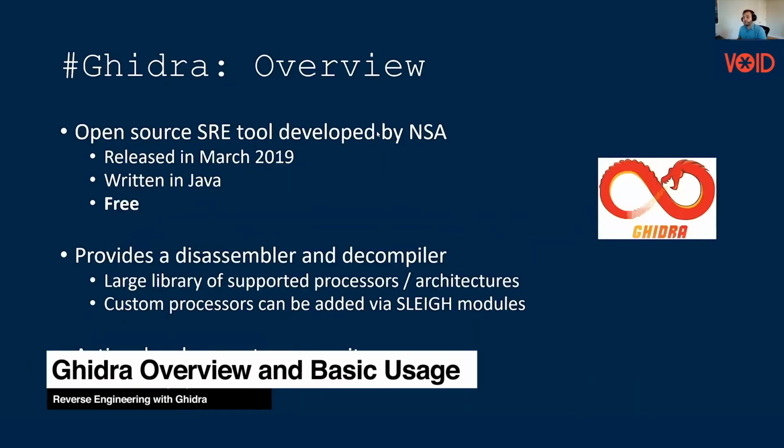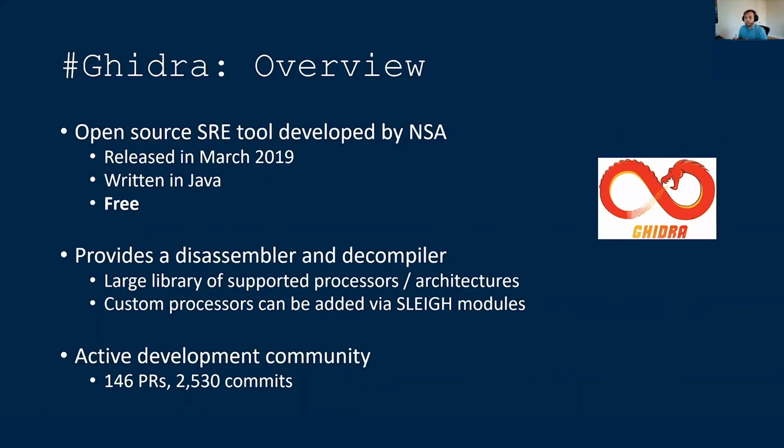Ghidra is an open source software reverse engineering tool that was developed by the NSA. It was open sourced in March of last year. It's Java based, and again, it's free and open source, which makes it a big competitor in the RE tool market. There are lots of great reverse engineering tools that exist. We're mainly focusing on Ghidra because of all of the capabilities that it has and the fact that it's open source.